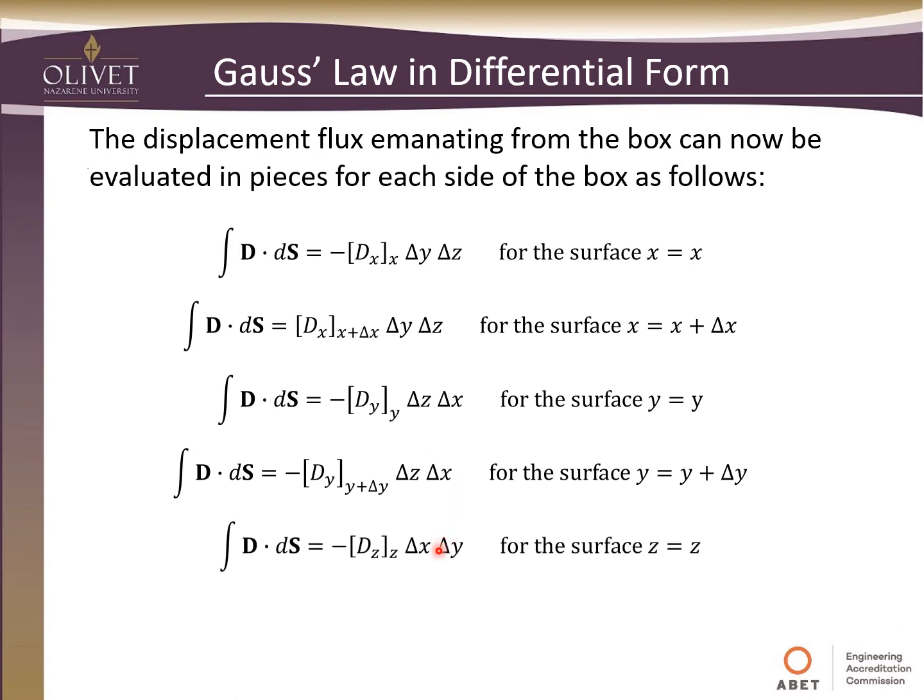And then finally, for the surface z equals z, negative Dz evaluated at z. Again, this surface area is going to be delta x delta y. And finally, at z equals z plus delta z, again, same thing. This expression evaluated at z plus delta z times the surface area of delta x delta y.